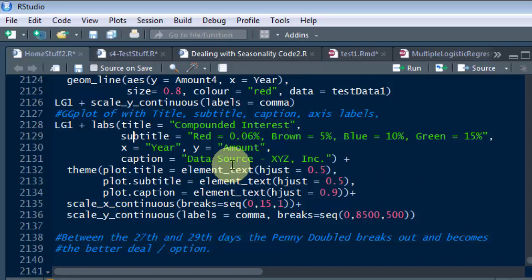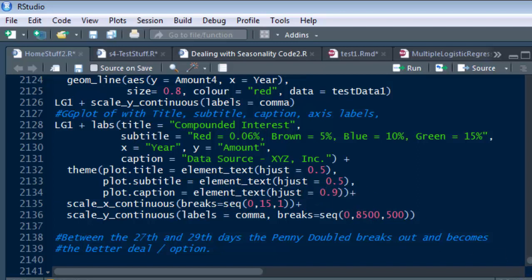Then you've got the theme, plot title equals element text. These are going to be 0.5 for both these. For the title and the subtitle, that puts it in the middle, right in the middle. And then the plot caption, you don't want that in the middle. I want that to the right. So I've got it as 0.9. I could put it as a 1, which puts it all the way to the right. I want a little bit off of that. That's why I put 0.9.